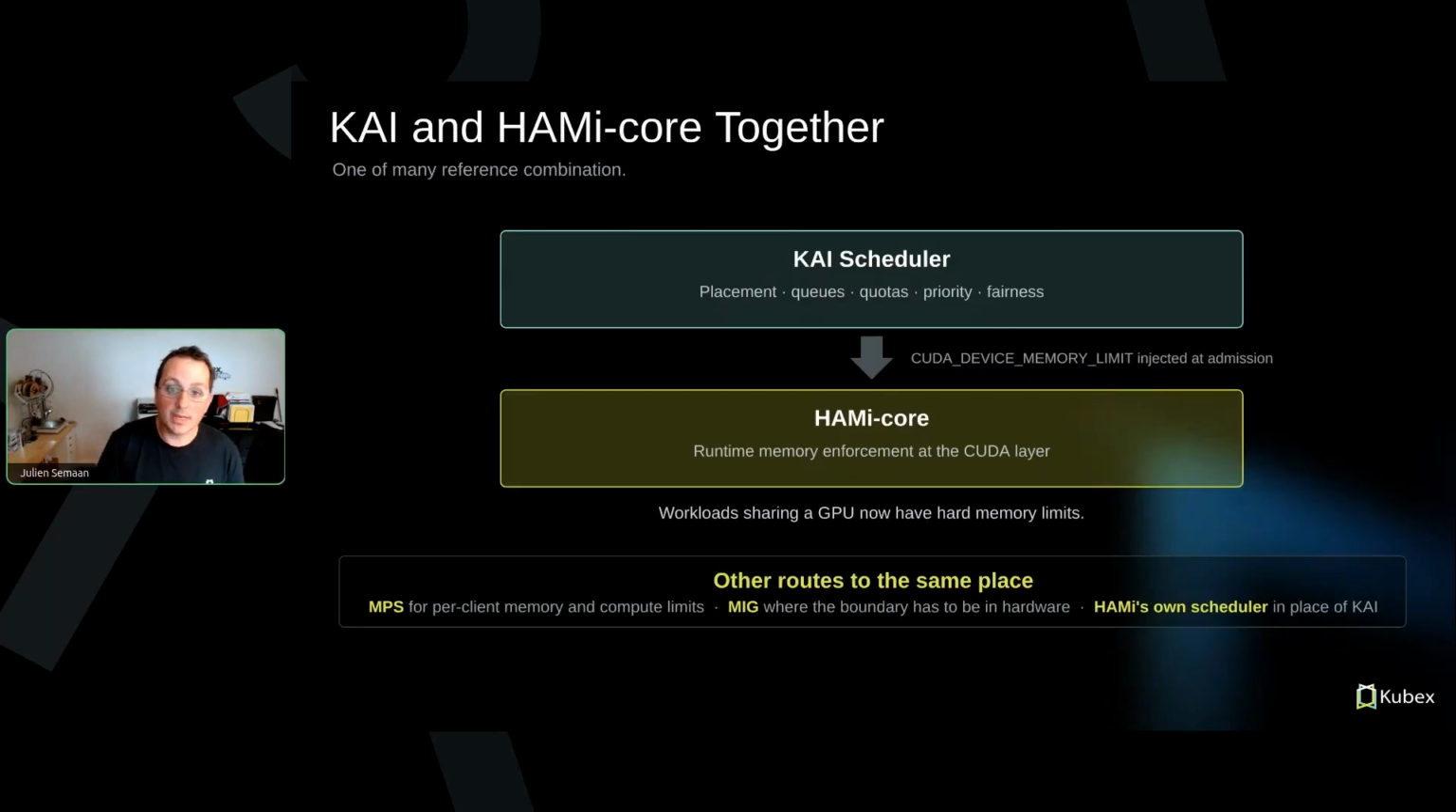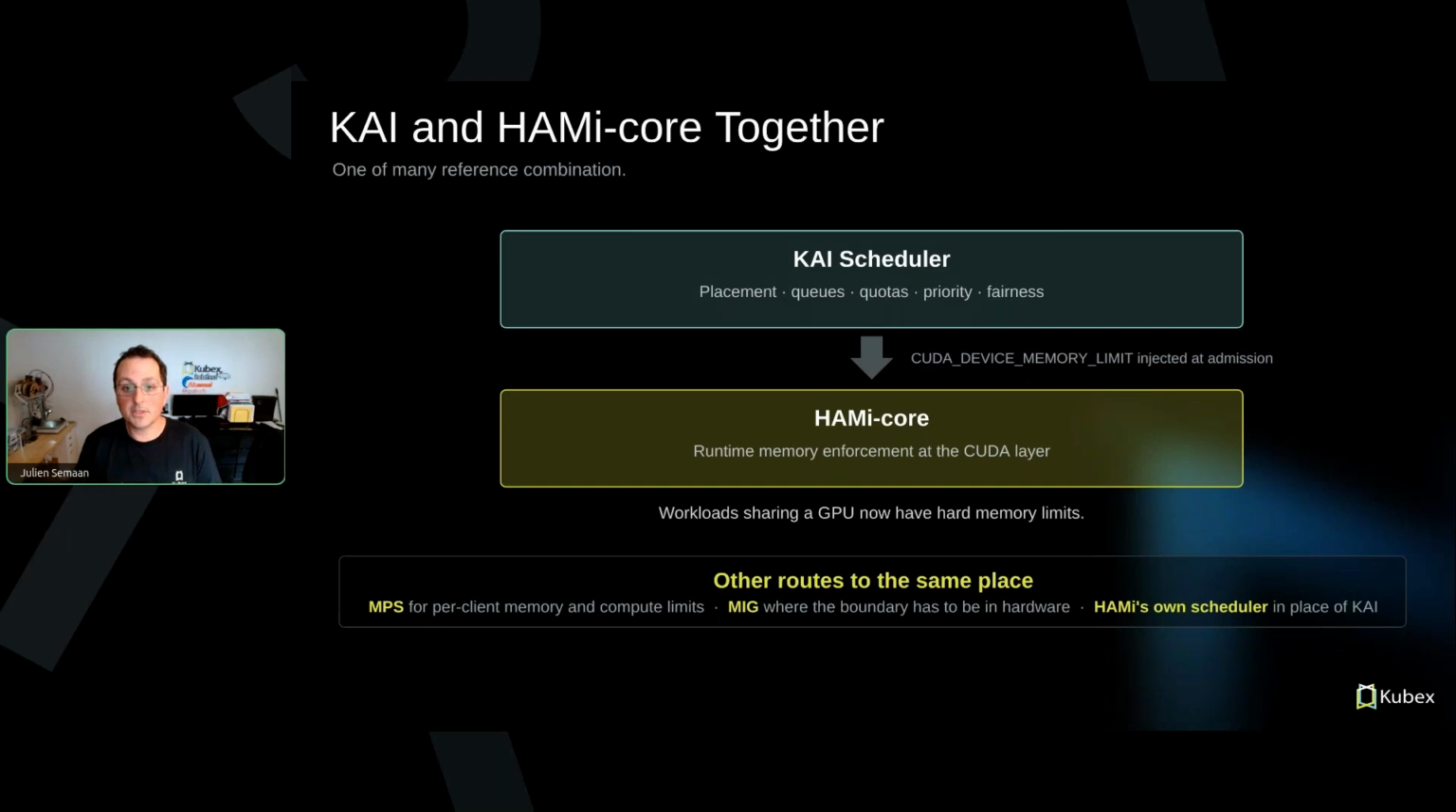All right, so this is our reference architecture. It's not the only correct one. Here, Kai handles the orchestration side. It decides the placement, applies queues and quotas, respects priority, and keeps track of how much of the GPU each workload has requested. At admission time, Kai integrates with HAMi core to inject a C library that will ensure that the container stays within its allocated memory fraction. This combination uses HAMi core and not the full HAMi scheduling platform, which is also a CNCF project.